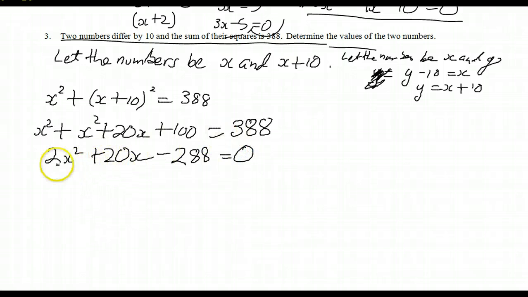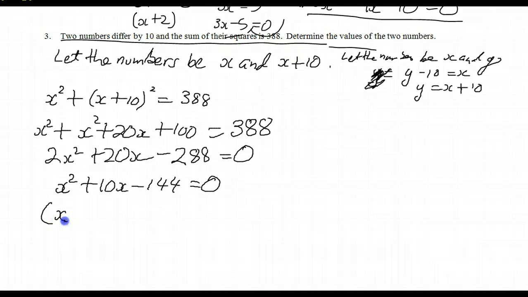We want to solve this. How do we solve? We factor. But before I do that, let's divide everything by 2. I don't need to factor the 2 out. Since the right side is 0, I can just divide everything by 2. X squared plus 10x minus 144 is equal to 0.